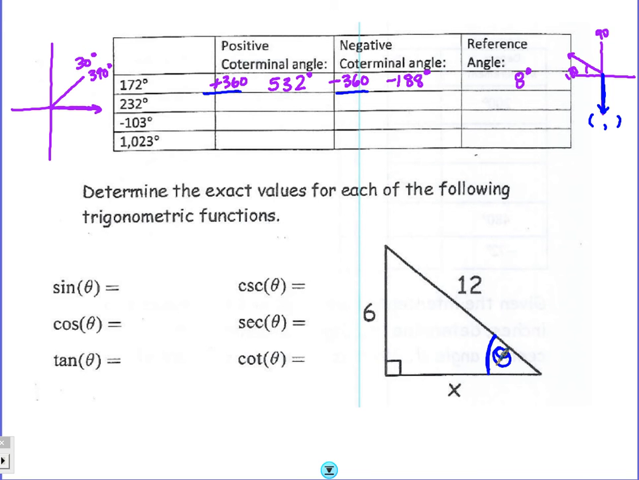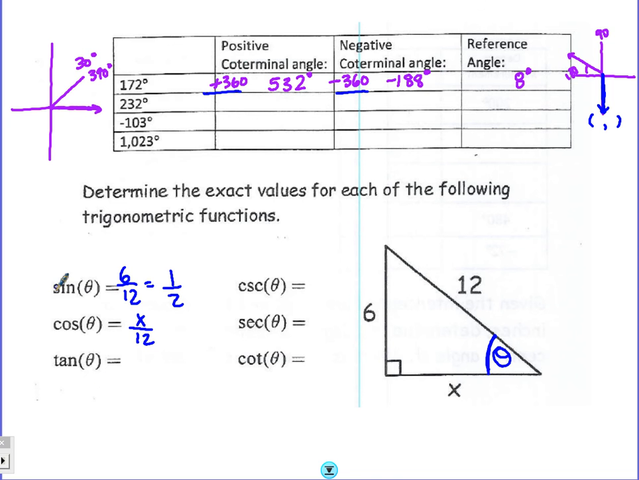So we need to know the trig ratios. So sine is opposite, so it's going to be the side opposite my angle, opposite over hypotenuse, 6 over 12, but I want to simplify. 6 over 12 is equal to 1/2. Alright, cosine, so adjacent over hypotenuse, looks like x over 12. I can't simplify that, just going to leave it.